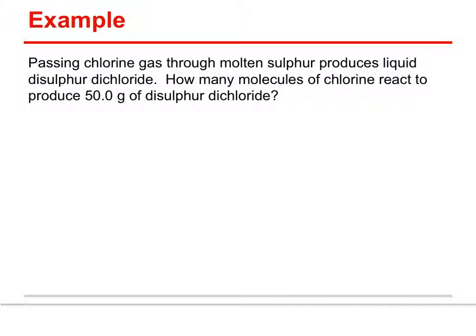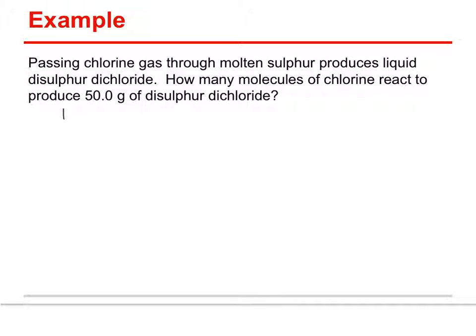This video goes through one more example of a stoichiometry problem. In this problem, we're passing chlorine gas through molten sulfur and producing liquid disulfur dichloride. And we're asked how many molecules of chlorine react to produce 50.0 grams of disulfur dichloride.